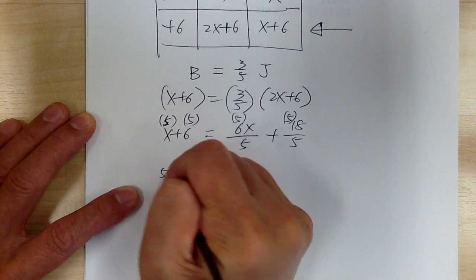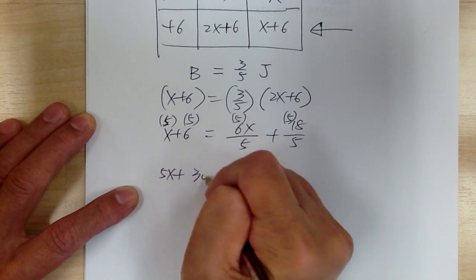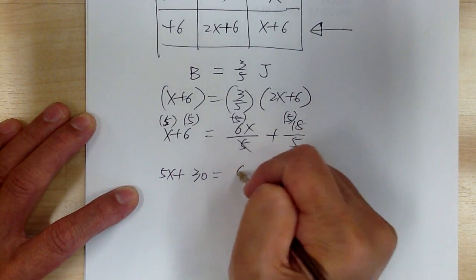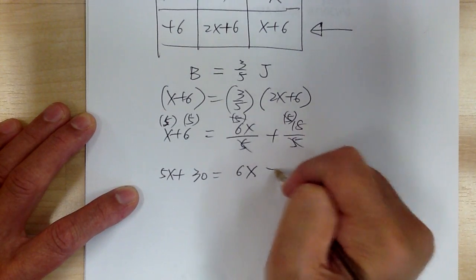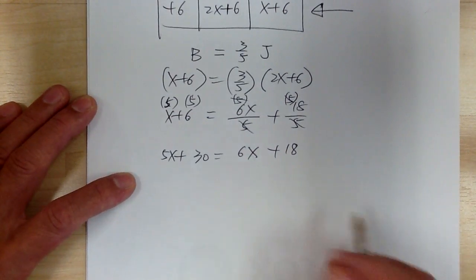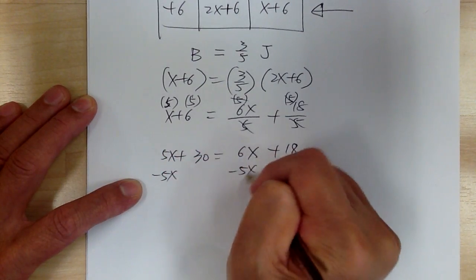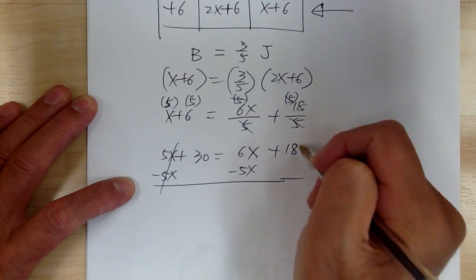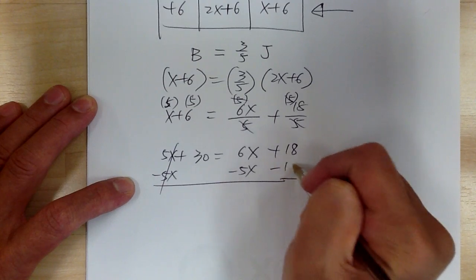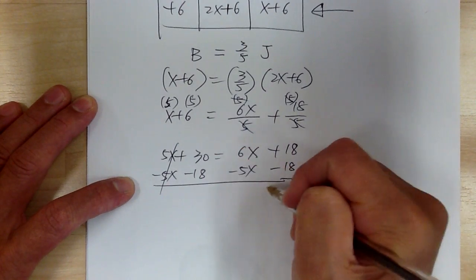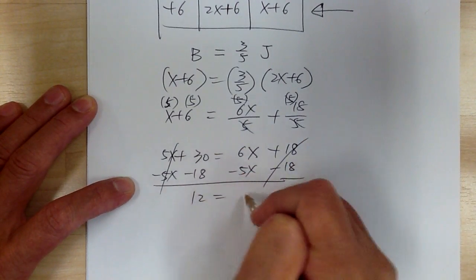So multiply, you get 5x. Multiply, you get 30. This one cancels, so you get 6x. This one cancels, so plus 18. Now let's move this to this side, so minus 5x, minus 5x. So this cancels out. And I move the number to the left hand side, so minus 18, minus 18. So this cancels out. So you got 12 equal to x.